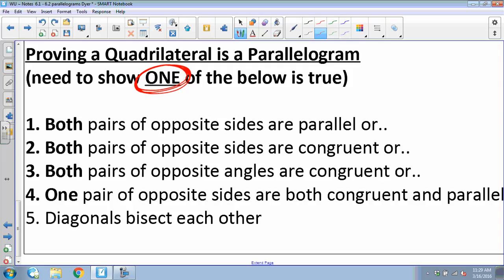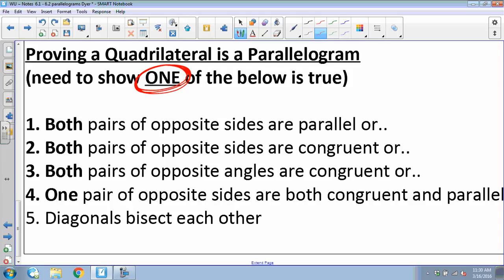So first, if you show that both pairs of opposite sides are parallel, so if I have this parallelogram over here, A, B, C, D, and it tells me AB is parallel to CD, and AD is parallel to BC, is that a parallelogram? Yes, because they gave me the information that both pairs of opposite sides are parallel. Then yep, it's a parallelogram. Okay?